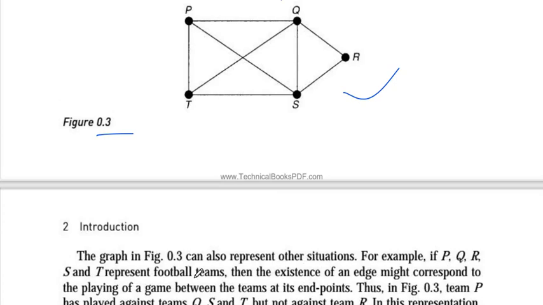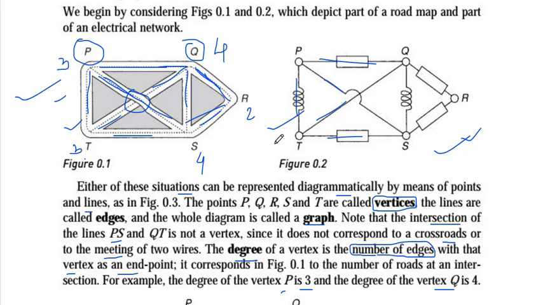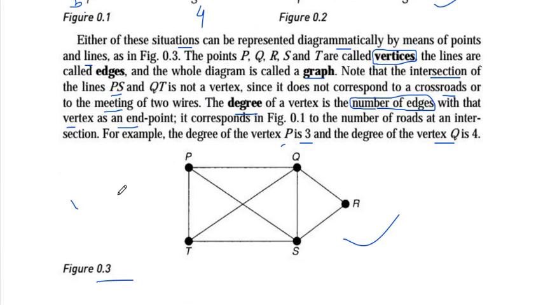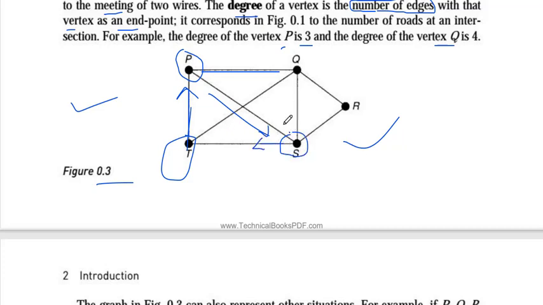This figure is also represented in other ways. For example, if P, Q, R, S, T represent football teams, then the existence of an edge might correspond to the playing of a game between the teams at its endpoints. Now this graph represents a road network, this graph an electric network, and let's say this graph represents football teams. So team P has to compete with Q, T and S. Team T has to compete with P, Q and S. Team S has to compete with 4 teams: T, P, Q and R.